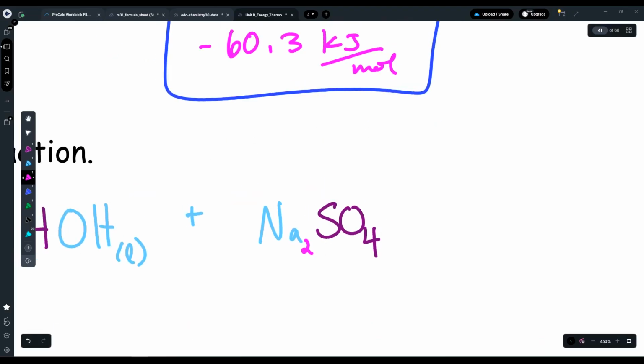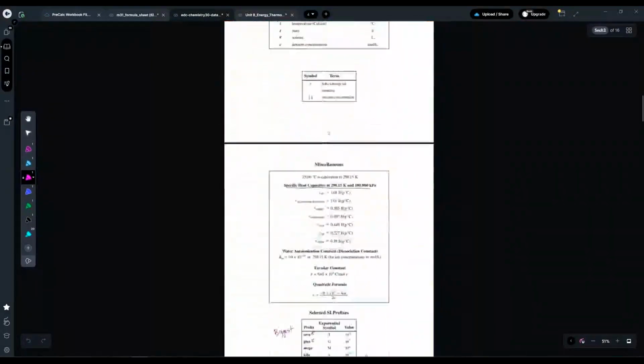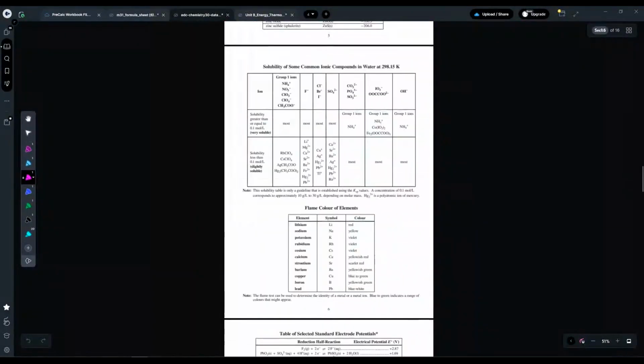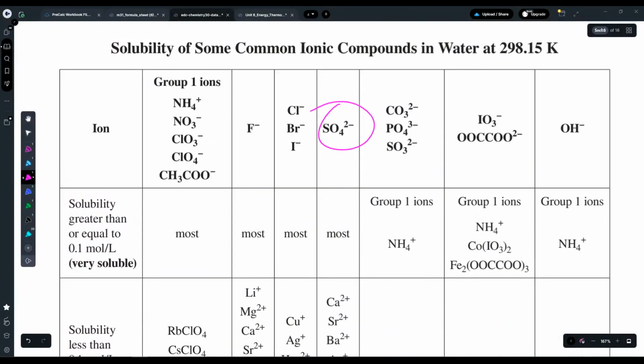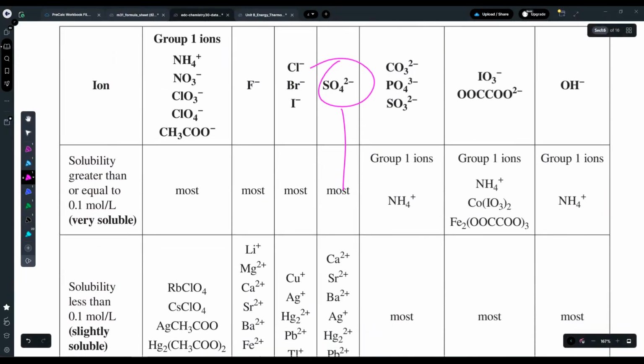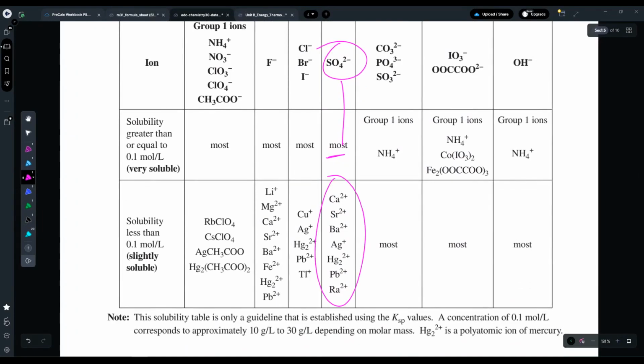Okay, so now we need to figure out what the state of sodium sulfate is, so we are going to have to go back to our solubility table, which is on page 6. We're going to find our anion first, so that's sulfate. Now most things with sulfate are soluble, but let's just check our list of exceptions just to see if sodium's there. Sodium isn't there, so yep, it falls under most, so it's very soluble.